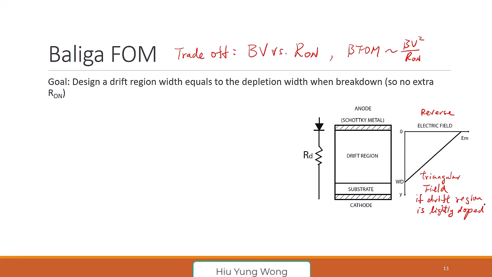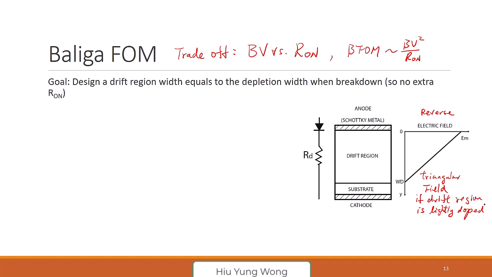If not, you can solve the Poisson equation. I don't require you to solve that. Maybe next time I should ask you to do this in the homework. Maybe this time we can do it in the homework. You try to solve for this triangular electric field. You see that when the doping is not too high, you get a triangular shape.